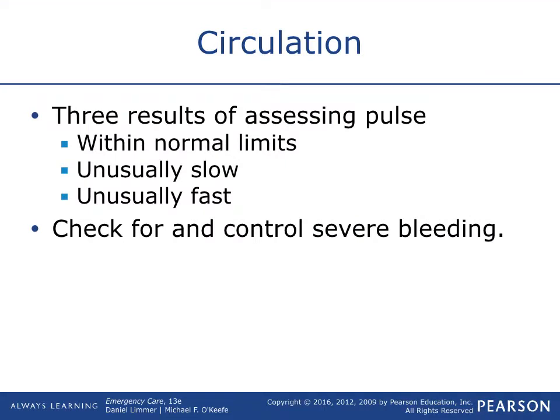our priority. There are 3 results of assessing pulse: within normal limits, unusually slow, or unusually fast. They're tachycardic, or they're bradycardic, or they're normal. So those are the 3 options you have, and each of those options will tell you, during your assessment, possible situations and life threats. If they're tachycardic, are they trying to compensate for something? Are they not perfusing? Is there shock? So you've got to look at all the situations: normal limits, slow, fast.